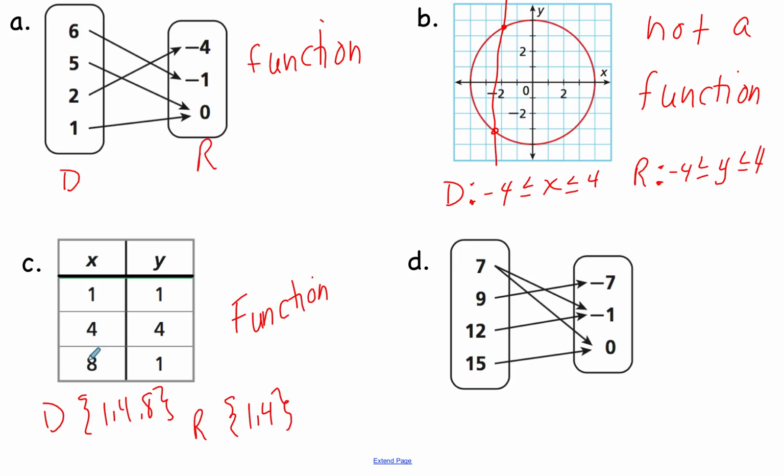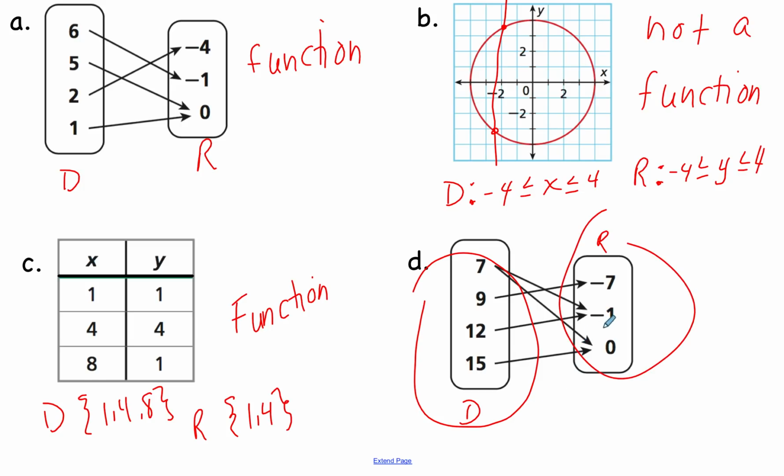As long as you have different values in your domain, if they're all different, it's a function. So look at this one. We have all different values in our domain. So the domain would be all of these values right here, and the range is going to be these values. So this one is also a function.